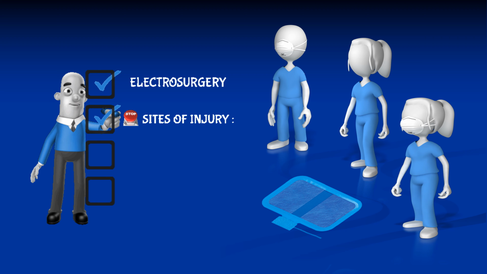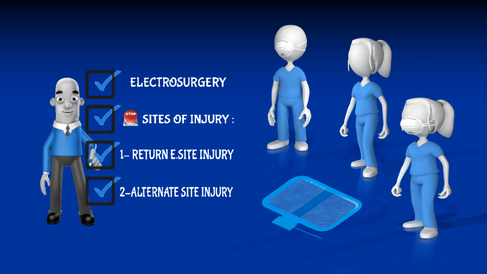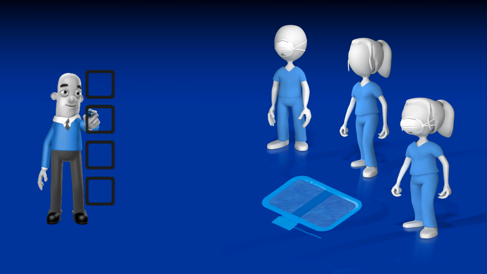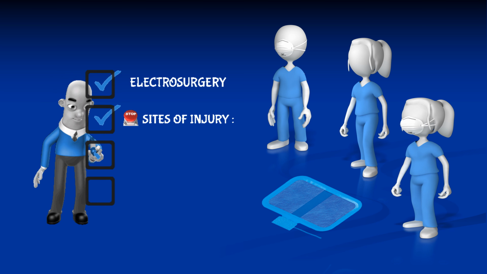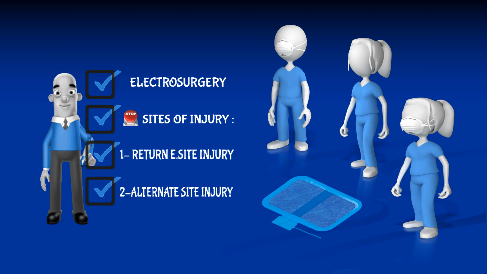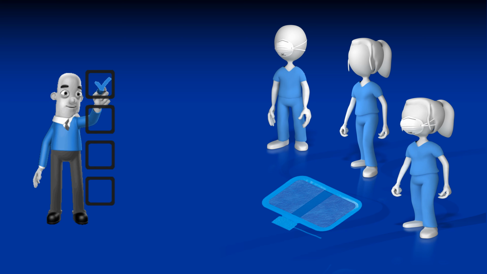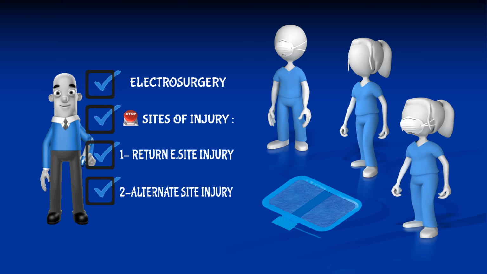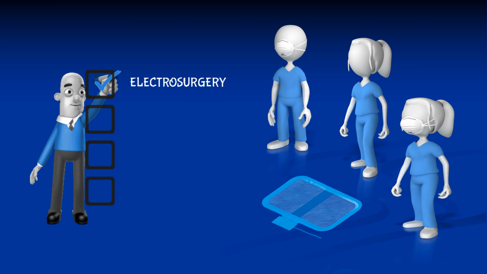As we mentioned, there are two sites for injury: return electrode site injury and alternate site injury. The isolated electrosurgical unit eliminates the alternate site injury, but does not eliminate the patient return electrode site injury.